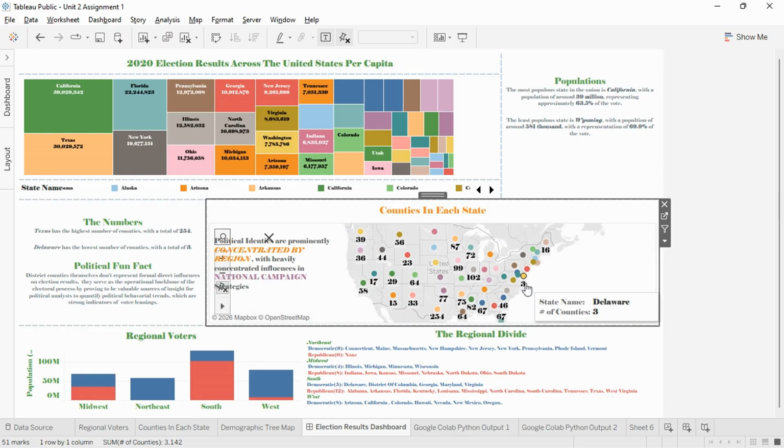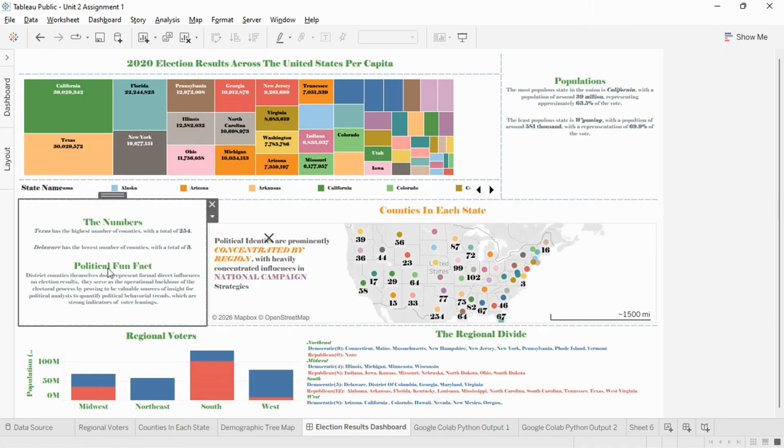I decided to add what I call a political fun fact here for the state-county information, which highlights the fact that the counties themselves don't necessarily have significant influence over the election results, but instead act as catalysts for analysts to peer into the potential voting trends of each municipality in an effort to anticipate voter leanings.